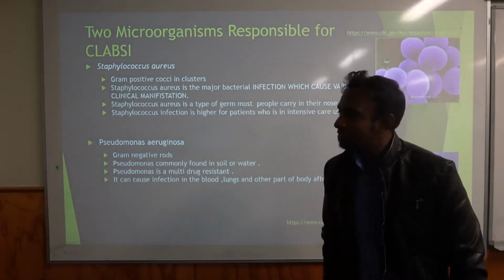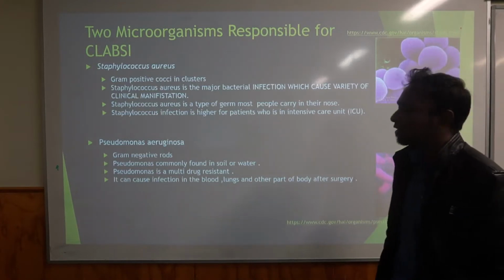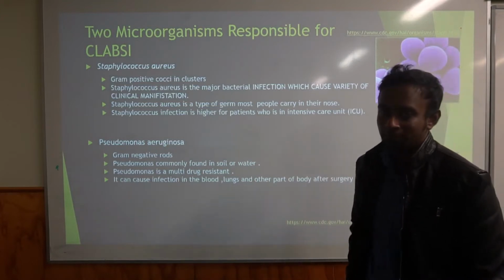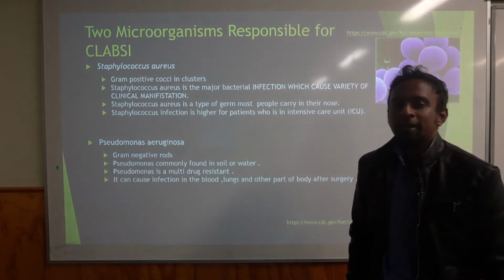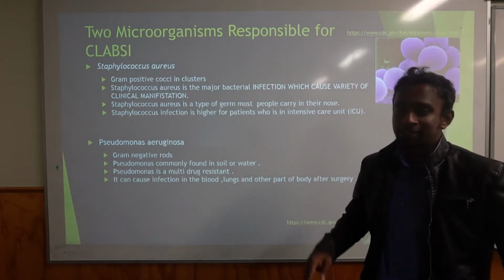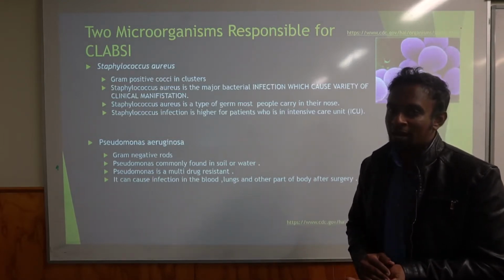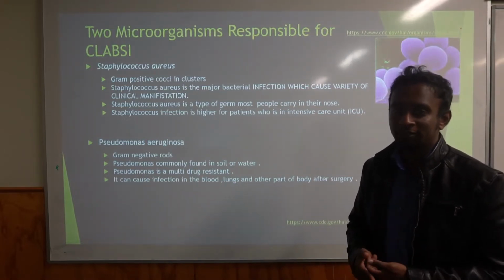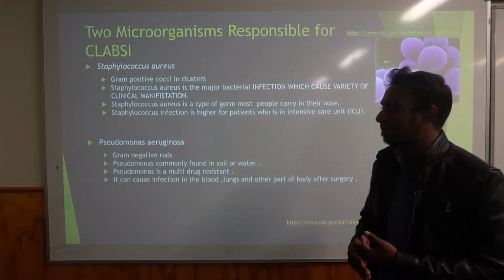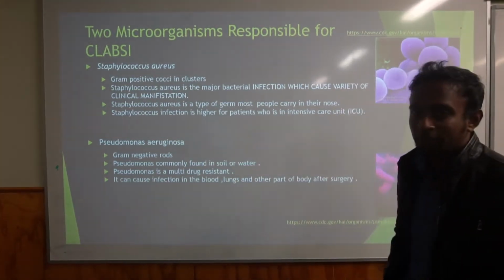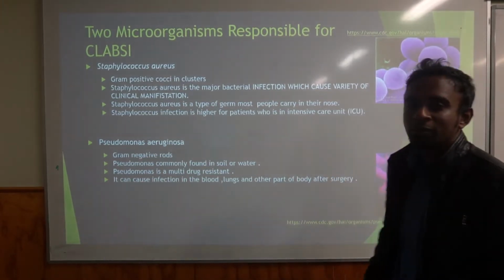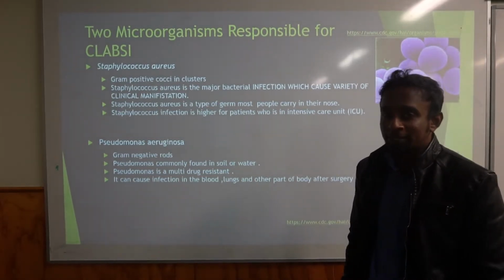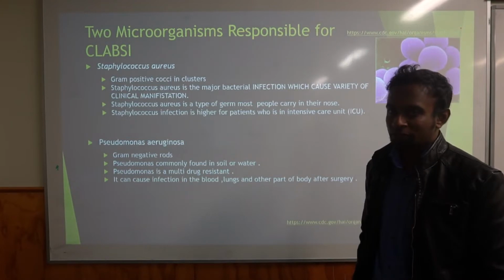Staphylococcus aureus is a major bacterial infection which causes many kinds of clinical manifestations. It is a type of germ which most people carry in their nose, and it is already present on our skin too. When a patient gets treatment through a central line or any kind of catheter, the infection can spread easily. Staphylococcus infection is higher for patients in the intensive care unit. Usually in the hospital setup, in ICU and emergency care, people get easily infected by Staphylococcus aureus.